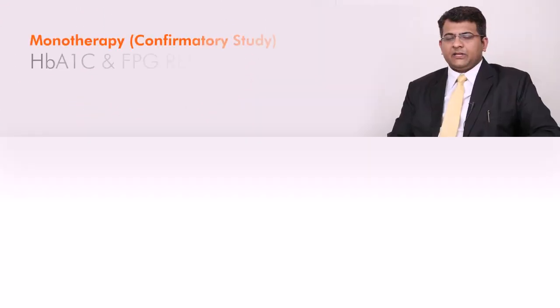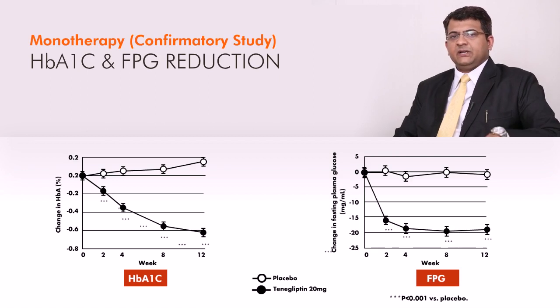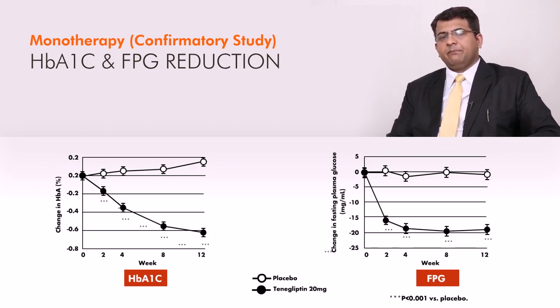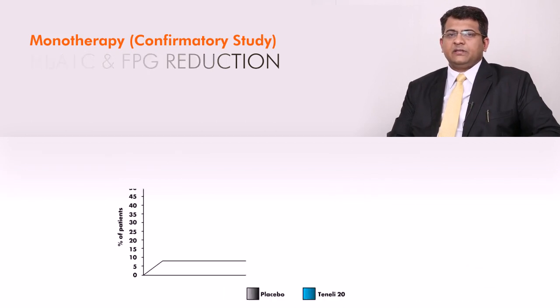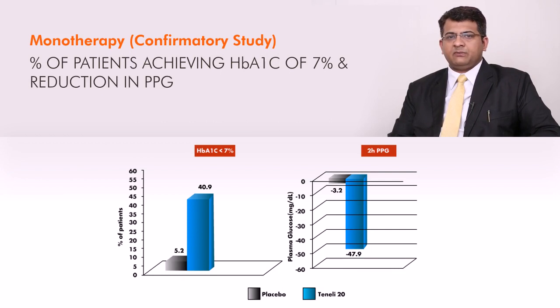As a monotherapy, teneligliptin, when studied in the confirmatory study, reduced HbA1c by more than 0.6% and FPG by almost 20 mg per deciliter. The HbA1c target of less than 7% was achieved by almost 41% of the patients, and the postprandial glucose was reduced by almost 48 mg per deciliter with 20 mg of teneligliptin after 12 weeks of therapy.